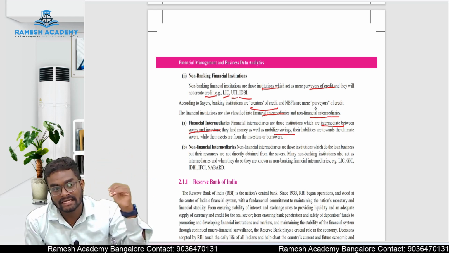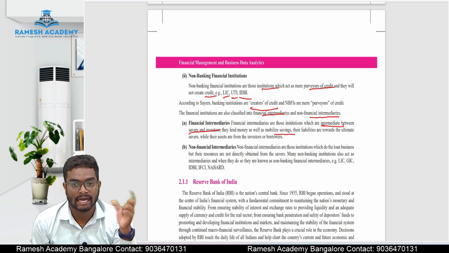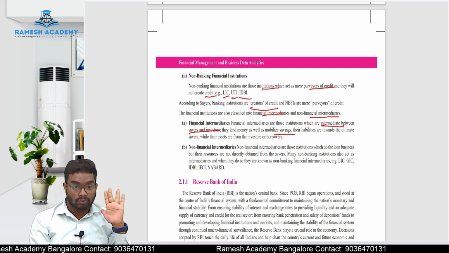So there will be a risk category. This guideline will be given by RBI. RBI will say that banks should invest only in these funds.